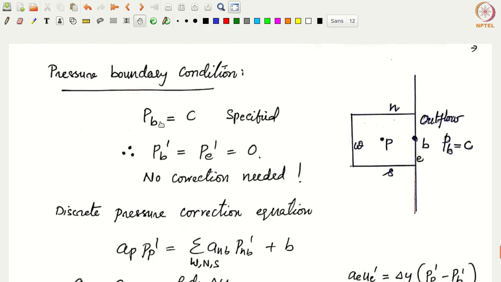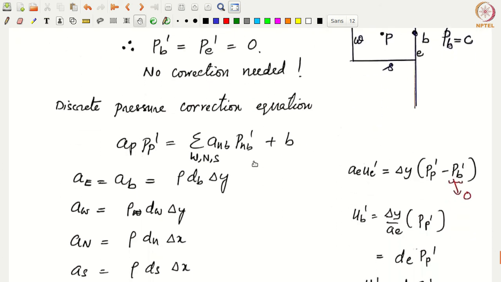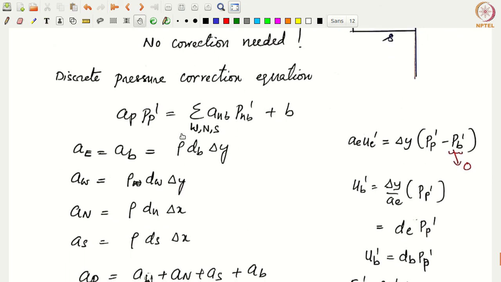Because P_b is specified, the pressure is fixed, so there is no correction. That means P_b prime, which is also equal to P_E prime, equals 0. So there is no correction required for the face value of pressure at east. Then what happens to the discrete pressure correction equation? We have a_P P_P prime equals sigma a_NB P_NB prime plus b.